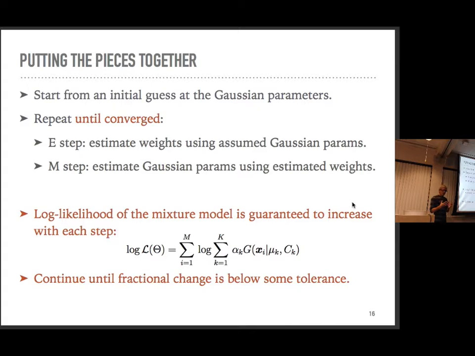Okay, and the remarkable thing, the miracle of the EM method, is that if you just alternate between the E steps and M steps, every time you do one cycle of E and M, this log likelihood always gets better. It never gets worse. You may not get better by much, but you're guaranteed that every pair of steps, E, M, you're always going to get closer to a minimum. So pragmatically, what you do is you just monitor the fractional change of this log likelihood, and once the changes are small enough, then you say that you're done.